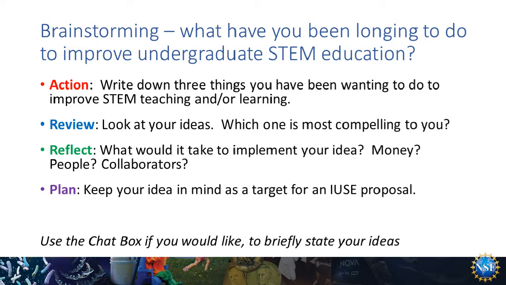Look at those ideas and try to figure out which one might be most compelling to you. Maybe reflect on the compelling idea and try to figure out a couple of things that you might need to implement this plan. Would you need money? Would you need people? Would you need collaborators? How is this idea going to come from your brain to actually be enacted on your campus? And maybe develop a very brief plan about how you might approach this particular thing that you would like to do. You can then keep this plan in mind as a target for an IUSE proposal.